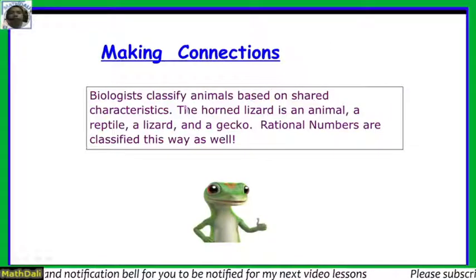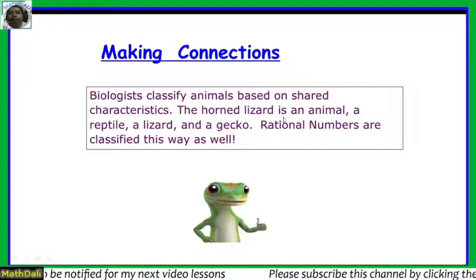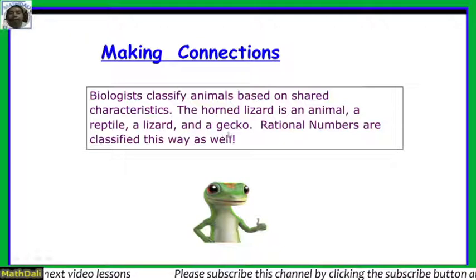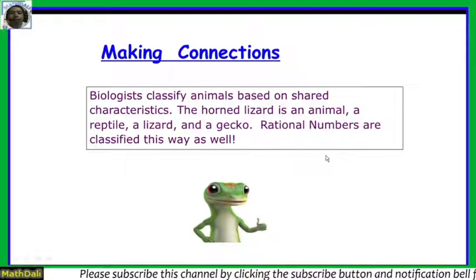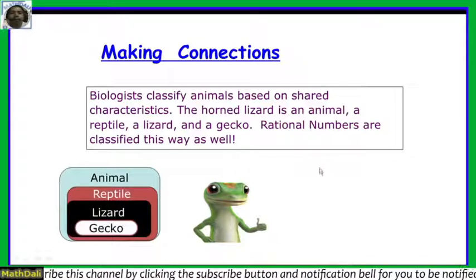Okay, making connection. A biologist classifies animals based on shared characteristics. The horned lizard is an animal, a reptile, a lizard, and a gecko. Rational numbers are classified this way as well. Animals, reptiles, lizard, and gecko.